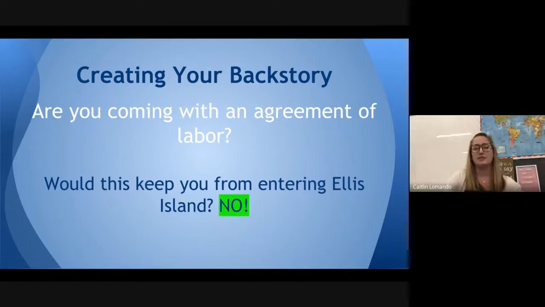Are you coming with an agreement of labor? An agreement of labor means that you have a job lined up. Would this keep you from entering Ellis Island? No. If you had a job, awesome. If not, they would use resources at their disposal to help you find employment.